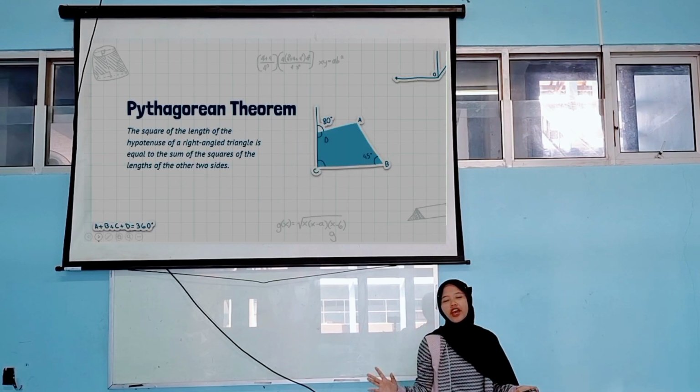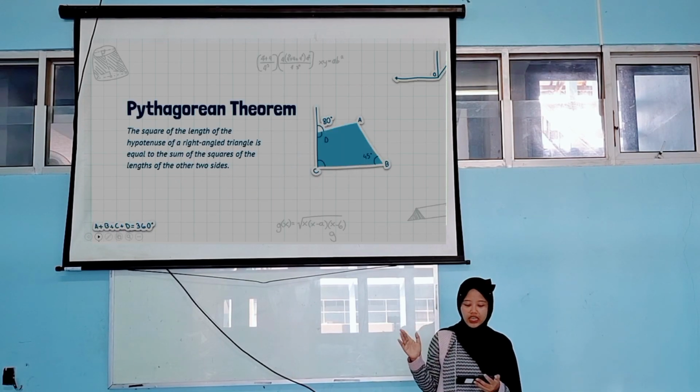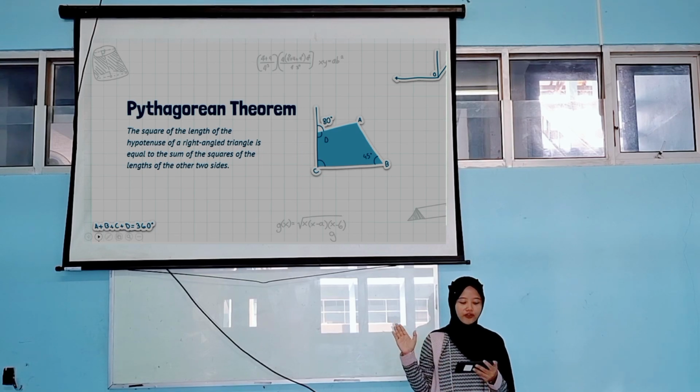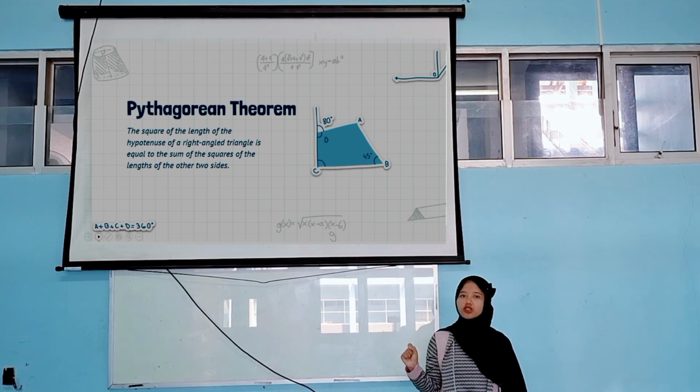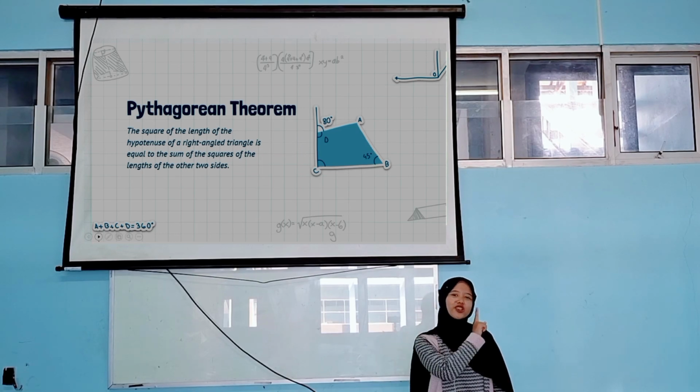Okay, so now, let's say it formally. The square of the hypotenuse in a right angle triangle is equal to the sum of the squares of the other two sides. This is the Pythagorean theorem, a classic and very useful.